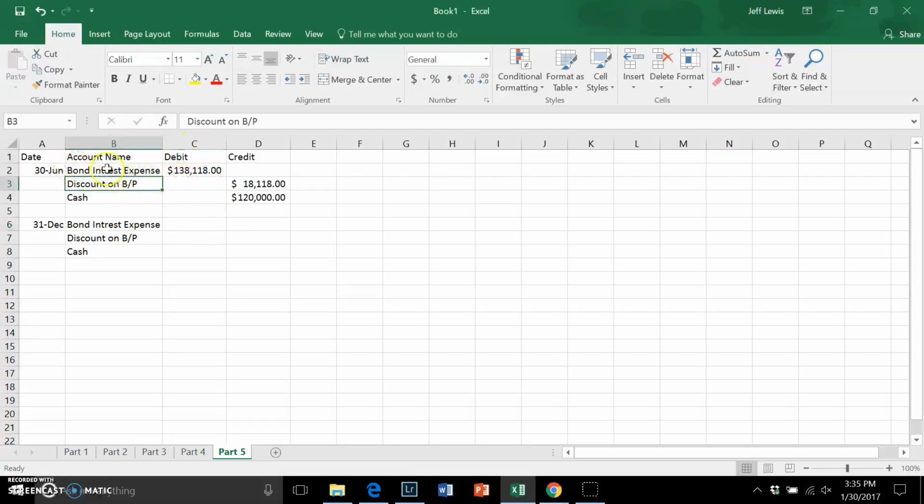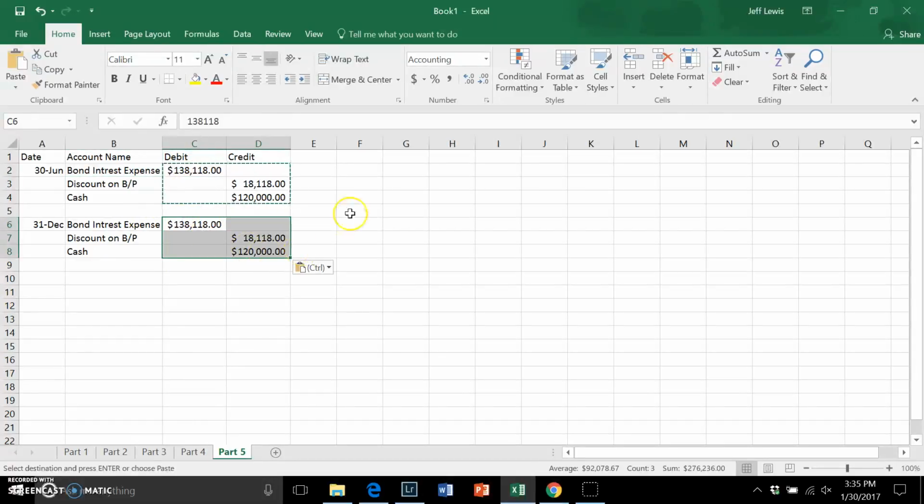And so this entry, the first entry, is exactly like the second entry, so you can literally just hit Control C, Control V, and like that, you're done.